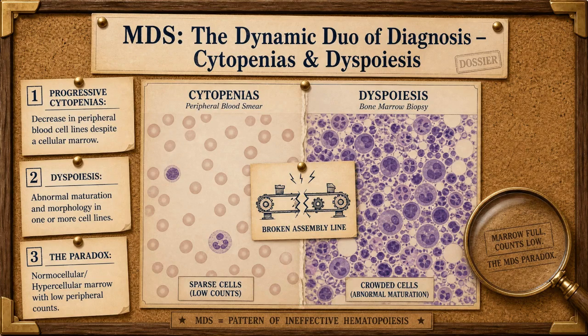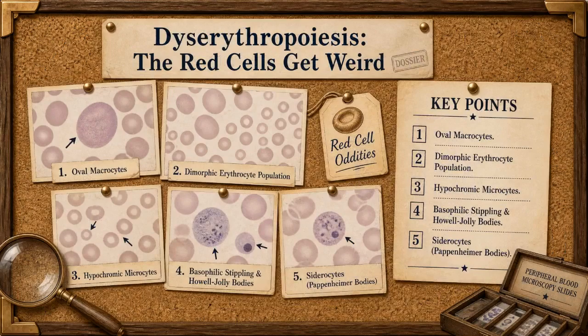Without your meticulous work, these diagnoses would be far more challenging. With these core concepts in mind, let's now dive into the specific dysplastic features we look for in each cell line, starting with dyserythropoiesis. Alright, histotechs, we've just covered the two core features of MDS, cytopenias and dyspoiesis. Now, let's zoom in on the specific dysplastic features we look for in MDS, starting with dyserythropoiesis.